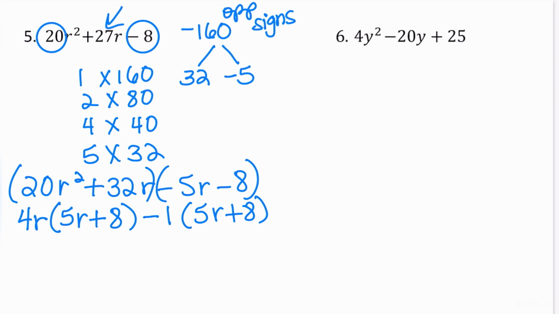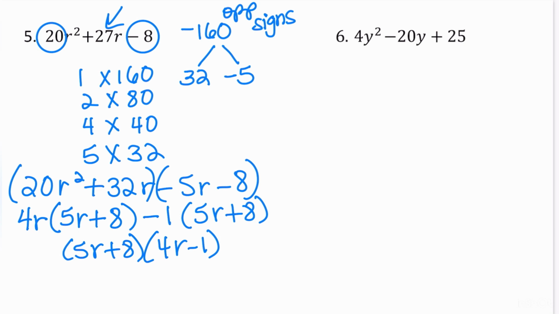I always get so excited when I see what's in parentheses match, because then you're like, yes, so we're on the right track. So 5r plus 8, factor it out, they have that in common, and you're left with 4r minus 1. So that's my final answer.